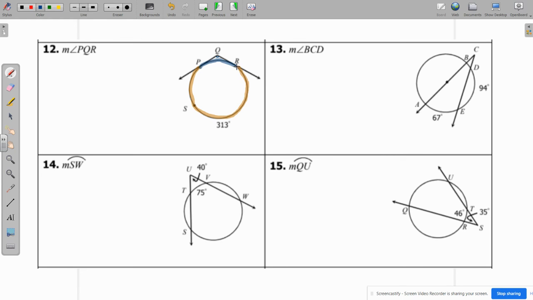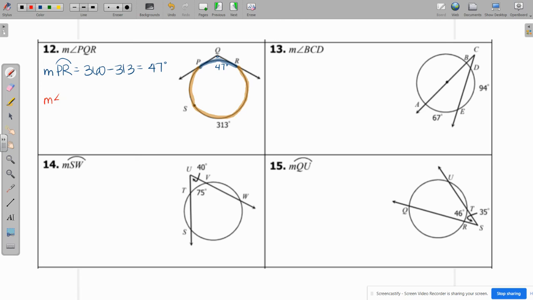So that means that the smaller arc, since we're looking at two tangents here, the smaller arc, which is arc PR, is what you would get if you take 360 and you subtract 313. So 360 minus 313 is 47 degrees. So this arc right here is 47 degrees.